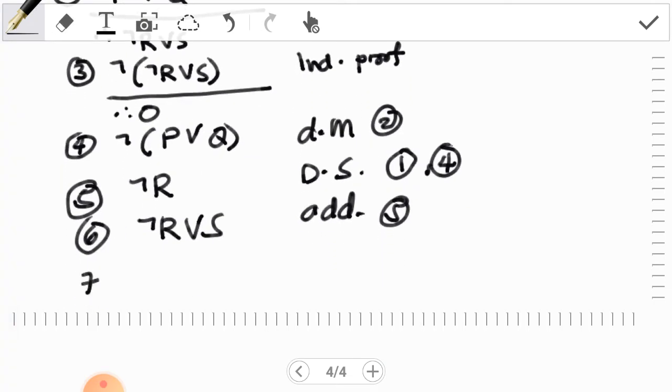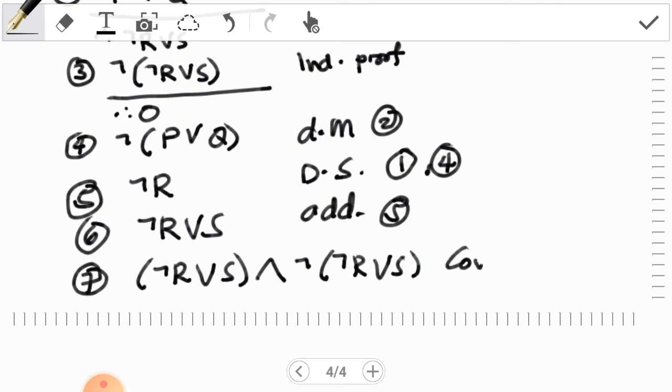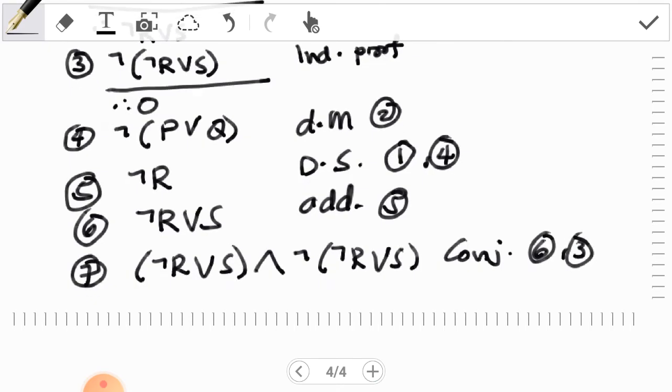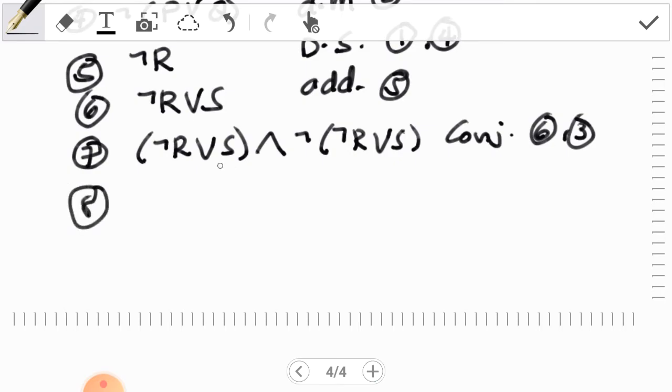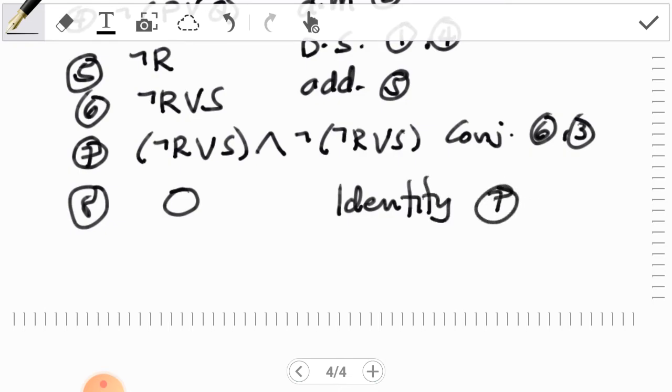So there goes your contradiction. You have not R or S and not of not R or S: conjunction of line number 6 and line number 3. And finally, this is now your contradiction that will give you your false value 0. Reason here, we have identity in line number 7.